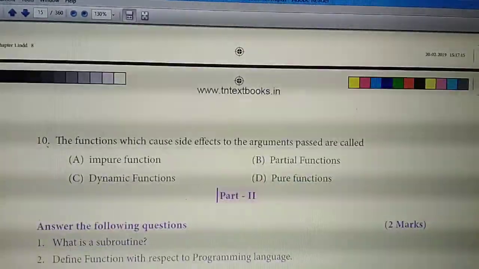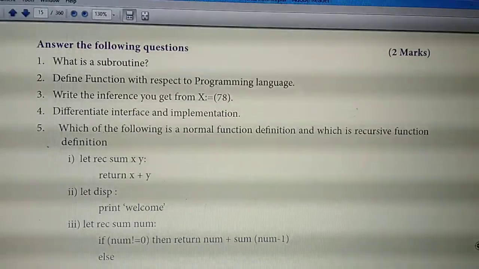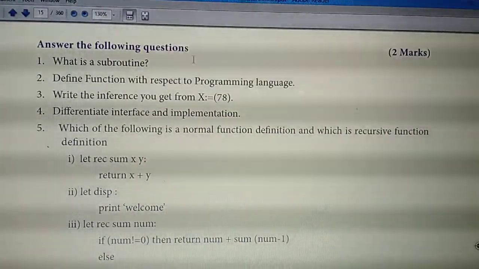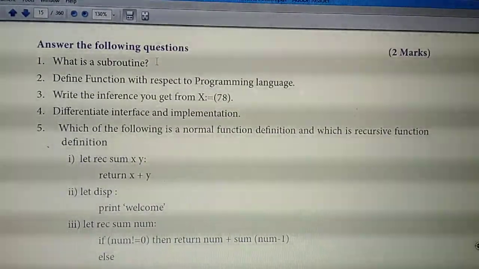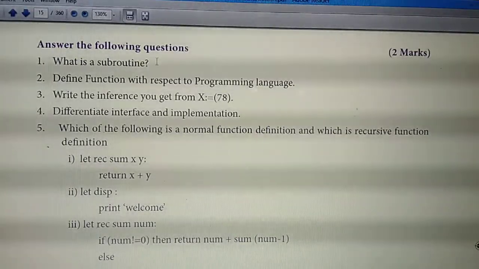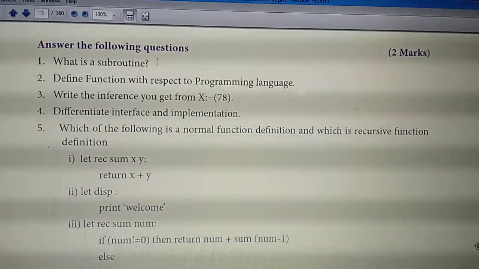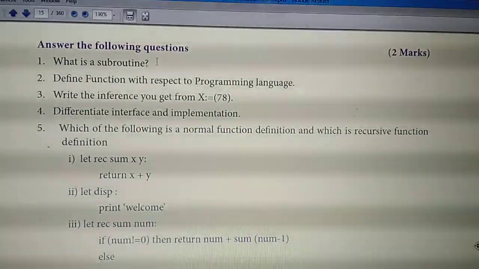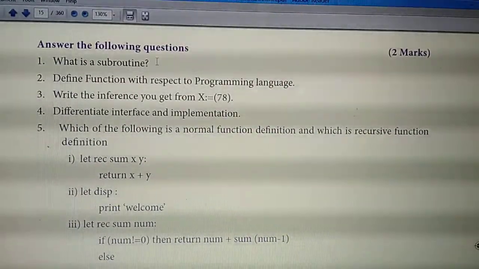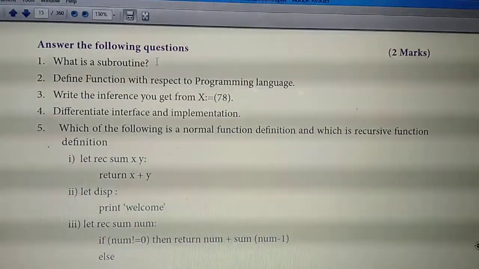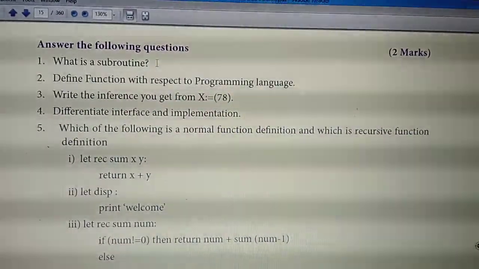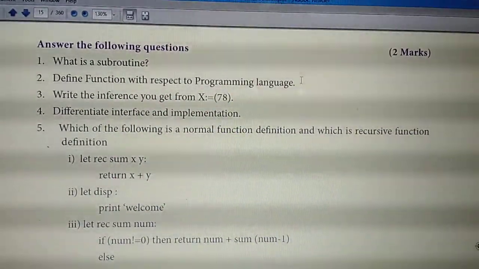Have you all marked? Then two more questions. Write the page number here. First question, page number 1. Second question, page number 1.